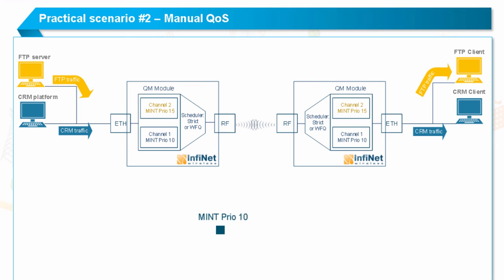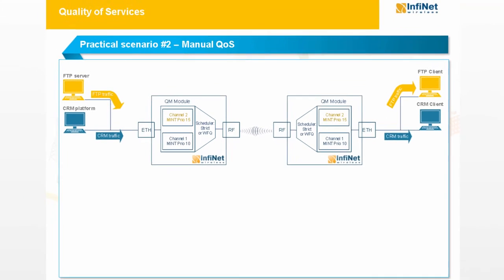The last step will imply the definition of the bandwidth allocation policies. 7 megabits per second will be guaranteed for the CRM business application and 3 megabits per second for the FTP traffic. In case that only one service is running at a time, the whole bandwidth will be allocated to it.